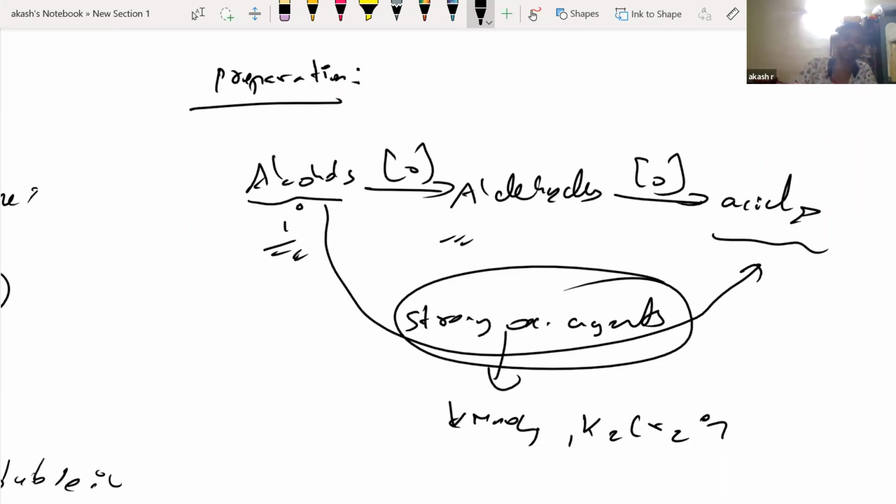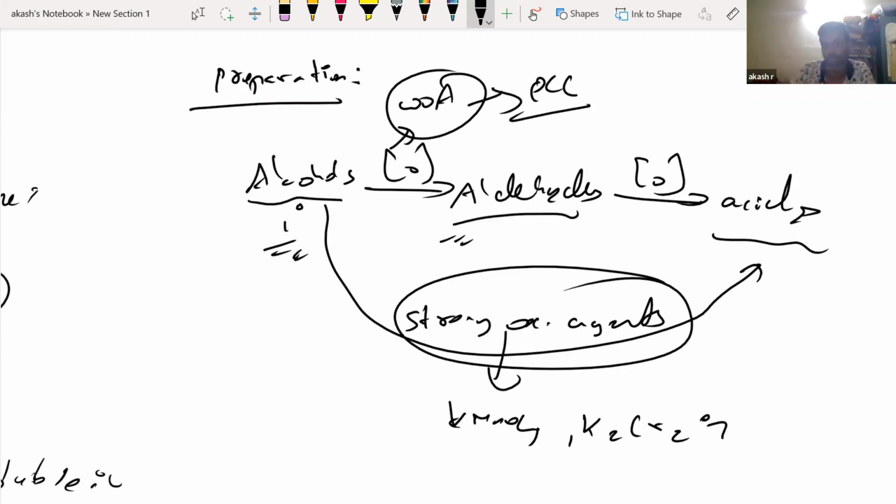But if you want to stop at the aldehyde, you have to use a weak oxidizing agent. An example is PCC, pyridinium chlorochromate. You'll be able to convert an alcohol to an aldehyde. Sorry, not to carboxylic acids, to aldehydes.